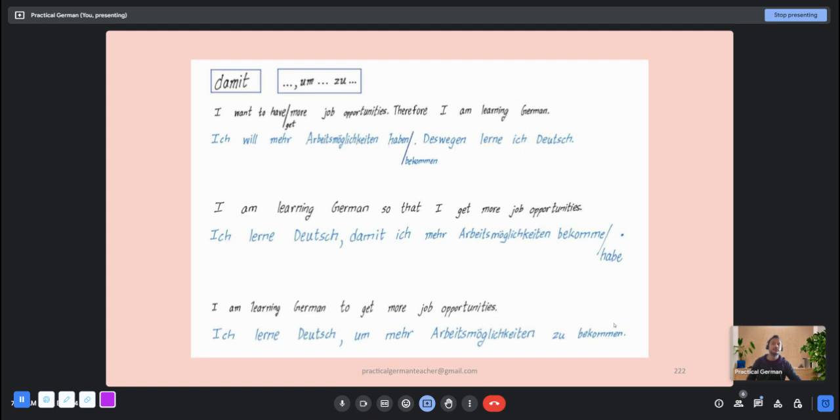But what is the significance of this? That is the syntax. So ich lerne Deutsch, and then you can just say mehr Arbeitsmöglichkeiten zu bekommen. Of course, you cannot translate word for word. If you translate this to English, like I learn German, more jobs to get, it doesn't make sense, right? But whenever you want to say a complex sentence, like two sentences together, and the subject is the same, like I am learning German to get more job opportunities, you can say it this way.